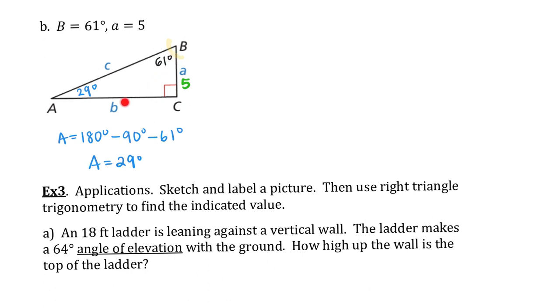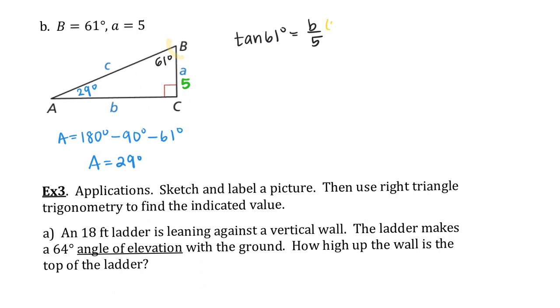Let's do B. So from B, B is the opposite. What is A? A is the adjacent. So one way to do this is tangent equals opposite over adjacent. What else could I have done? I could have done the cosine of 61 is 5 over C. I could have done the tangent of 29 is 5 over B. I could have done the sine of 29 is 5 over C.